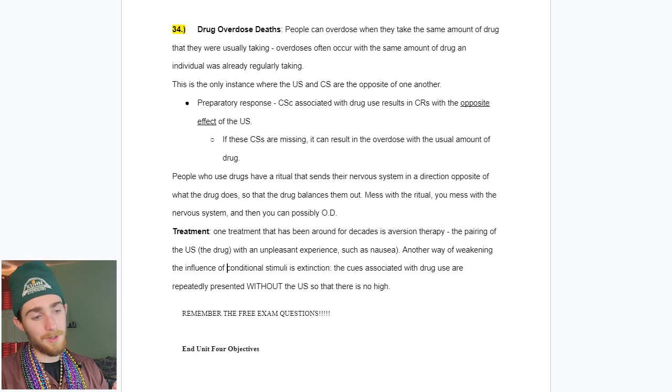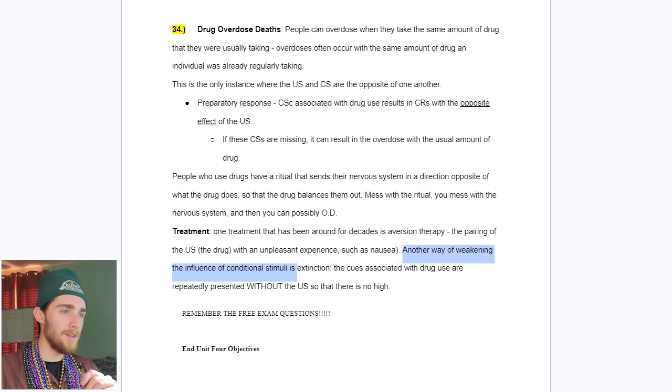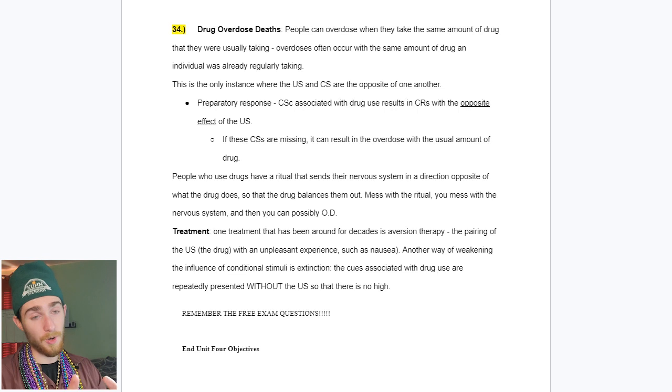Now, when it comes to drugs, we can also use respondent conditioning in treatment. So if we take the unconditioned stimulus and pair it enough times with something like nausea in aversion therapy, then eventually the drug will elicit the same response as the nausea. Another way of weakening the influence of conditioned stimuli is extinction. And remember, extinction is just where we present the conditioned stimulus time and again without the unconditioned stimulus, so that eventually the association is broken and we no longer get our conditioned response.